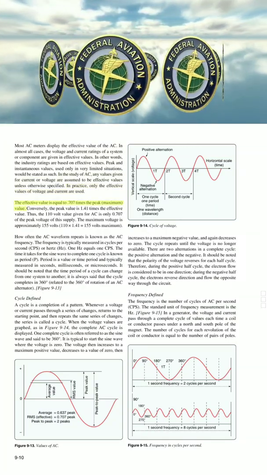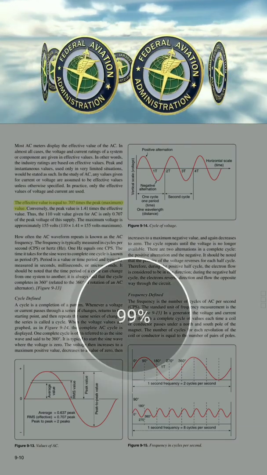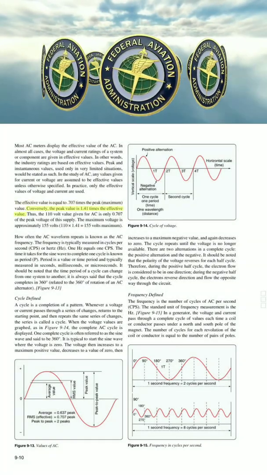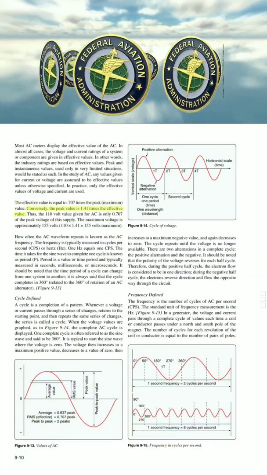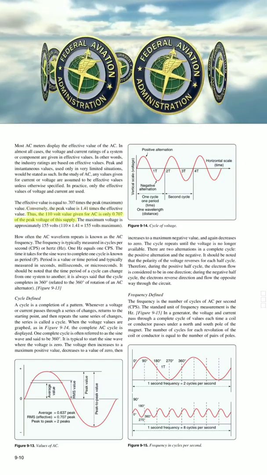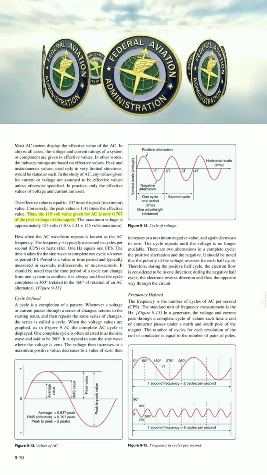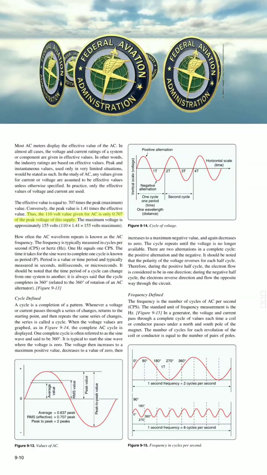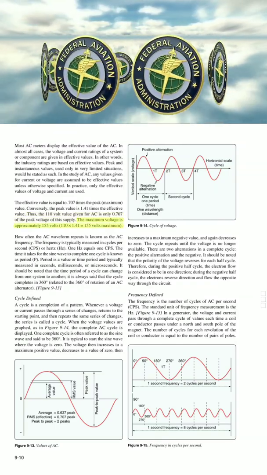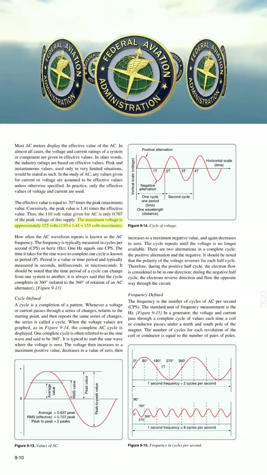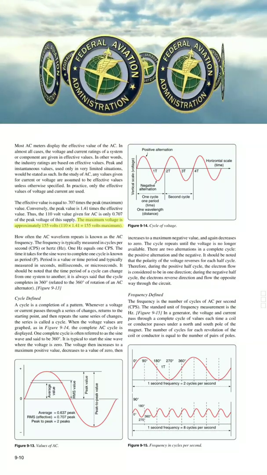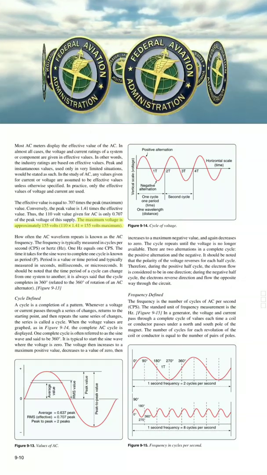The effective value is equal to 0.707 times the peak maximum value. Inversely, the peak value is 1.41 times the effective value. Thus, the 110 volt value given for AC is only 0.707 of the peak voltage of this supply. The maximum voltage is approximately 155 volts. 110 times 1.41 equals 155 volts maximum.